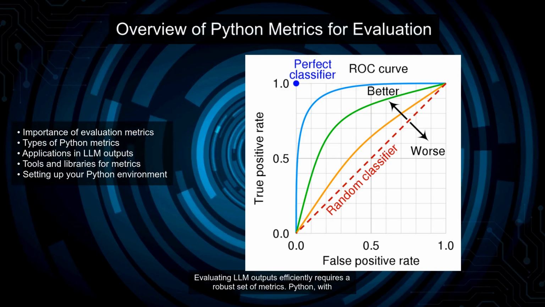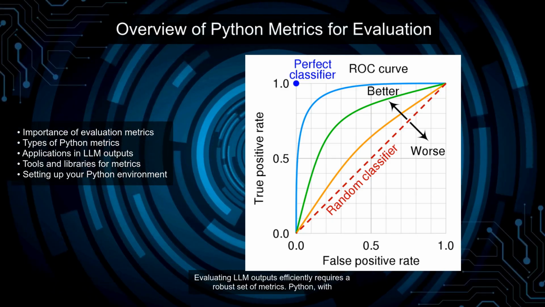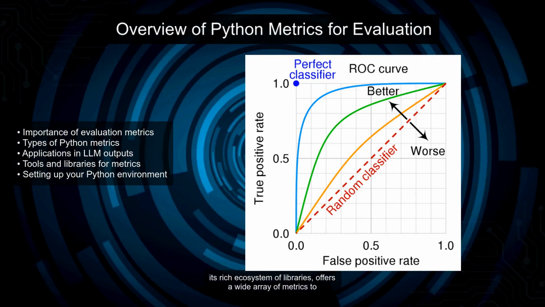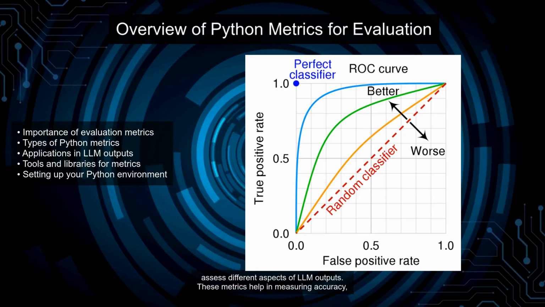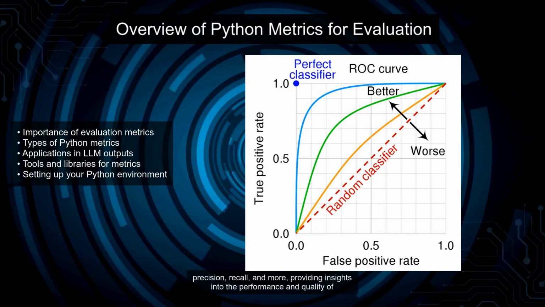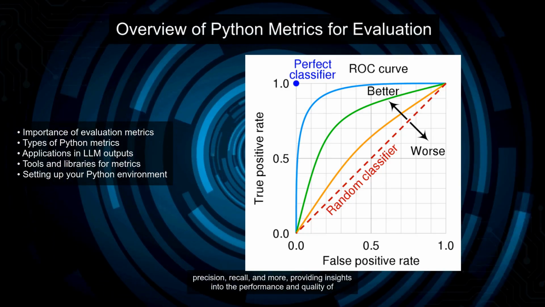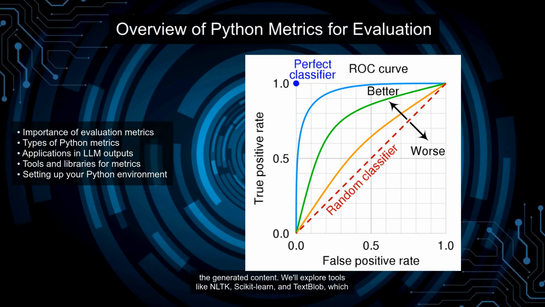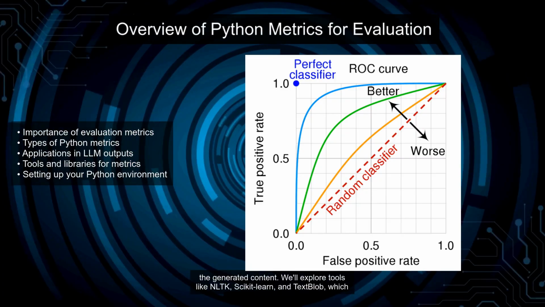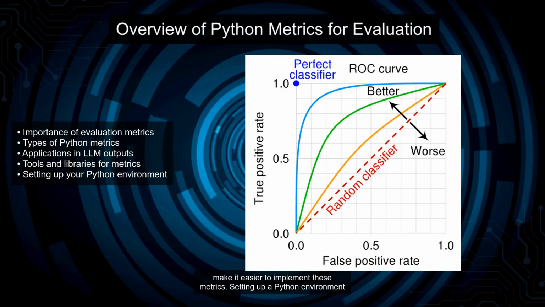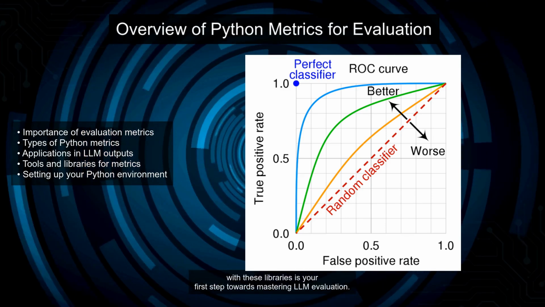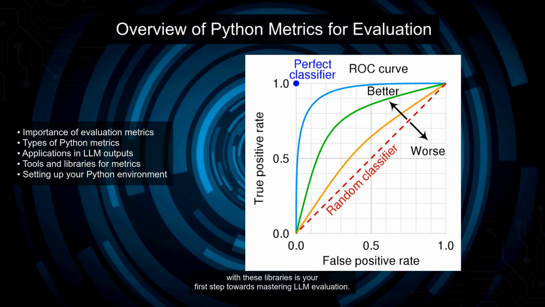Evaluating LLM outputs efficiently requires a robust set of metrics. Python, with its rich ecosystem of libraries, offers a wide array of metrics to assess different aspects of LLM outputs. These metrics help in measuring accuracy, precision, recall, and more, providing insights into the performance and quality of the generated content. We'll explore tools like NLTK, scikit-learn, and TextBlob, which make it easier to implement these metrics. Setting up a Python environment with these libraries is your first step towards mastering LLM evaluation.